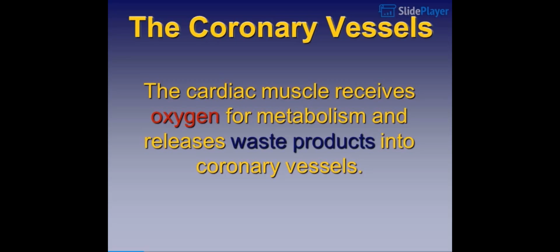Anterior. The coronary vessels. The cardiac muscle receives oxygen for metabolism and releases waste products into coronary vessels. Coronary arteries supply the heart muscle with oxygenated blood. Blood returns from the heart wall through coronary veins.